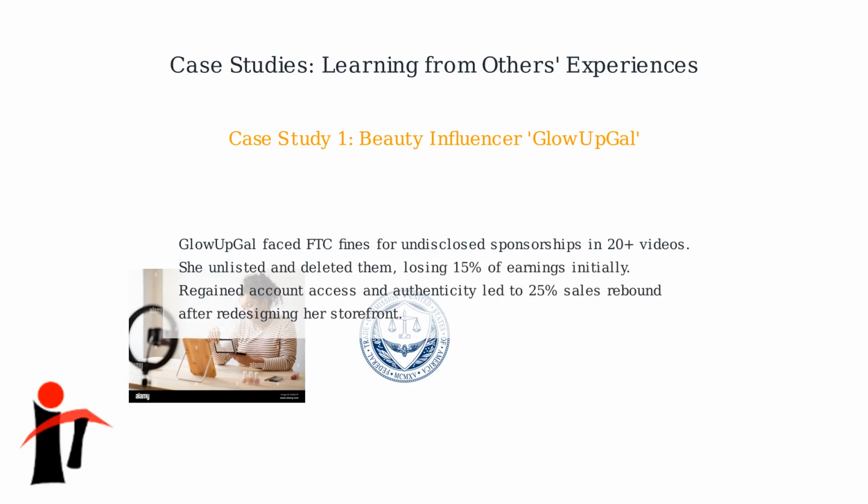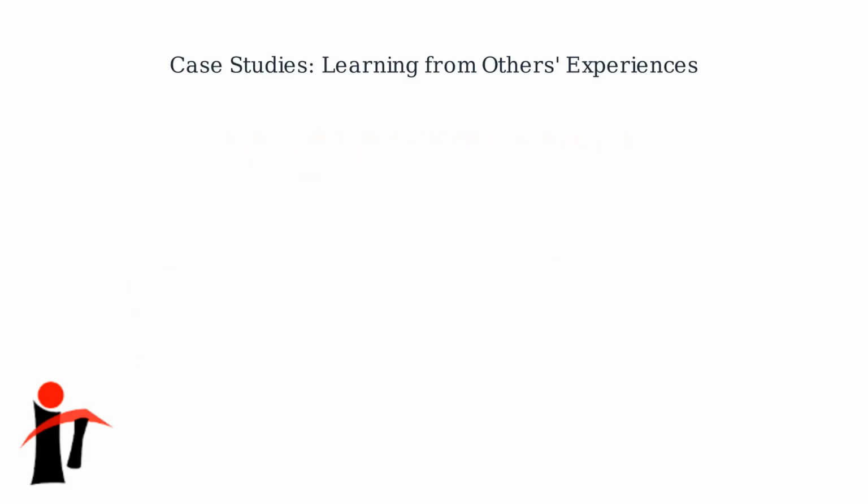Consider the case of Glow Up Gal, a beauty influencer who faced FTC fines for undisclosed sponsorships in over 20 videos. She unlisted and deleted them, losing 15% of her earnings initially. However, regaining account access and rebuilding authenticity ultimately led to a 25% sales rebound after redesigning her storefront.